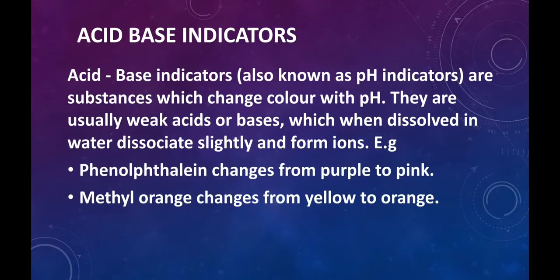Acid base indicators. Acid base indicators, which are also known as pH indicators, are substances which change color with pH. They are usually weak acids or bases which, when dissolved in water, dissociate slightly and form ions. For example, phenolphthalein changes from colorless to pink. Second, methyl orange changes from yellow to orange color.